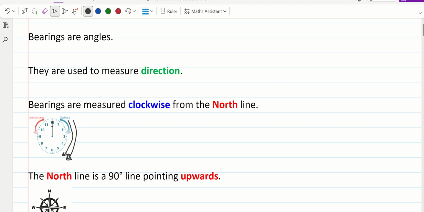And it's always measured from the north line. So whenever we start to measure the angle, we have to draw a north line. So that's a line pointing upwards, because upwards is north. And then we would start measuring our angle. Something like this, that's a bearing of 90 degrees. And we always move clockwise from the north line. So it's this direction and not that direction.